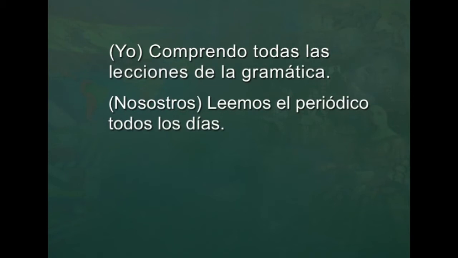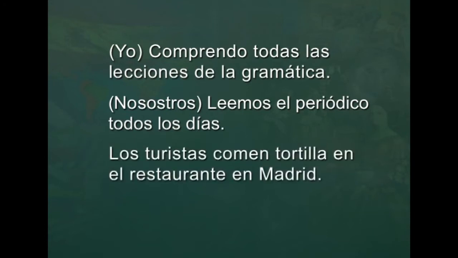Nosotros leemos el periódico todos los días. Remember that the verb leer in Spanish is to read. We read the newspaper every day. Next sentence: los turistas comen tortilla en el restaurante en Madrid. The tourists eat tortilla, which is one of the famous omelettes, Spanish omelette, in the restaurant in Madrid. So, los turistas, the tourists, comen, because it's a plural subject, comen tortilla, the omelette, en el restaurante, in the restaurant, en Madrid, in Madrid.